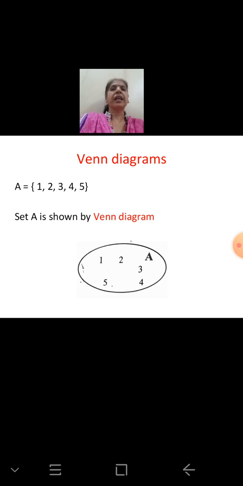Now these Venn diagrams are very useful to understand and illustrate the relationship among sets and to solve sums based on that. So when we are solving the sums based on this, we will be drawing these Venn diagrams and we can understand the relationship among the sets. Here is another example.